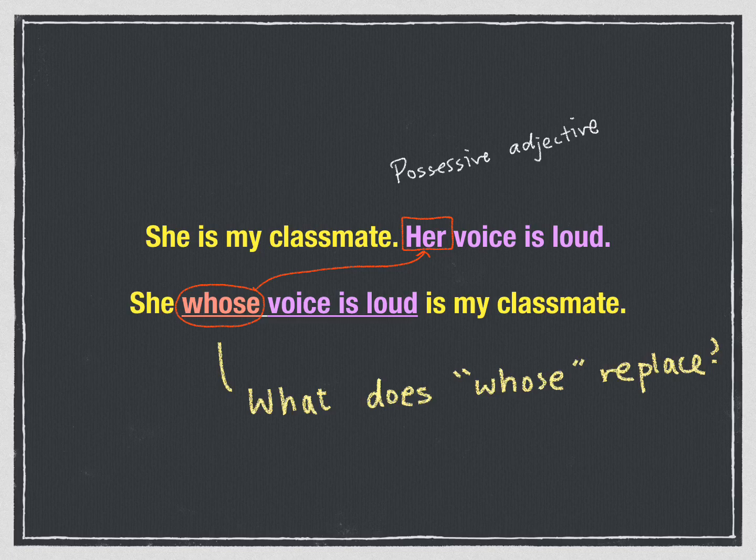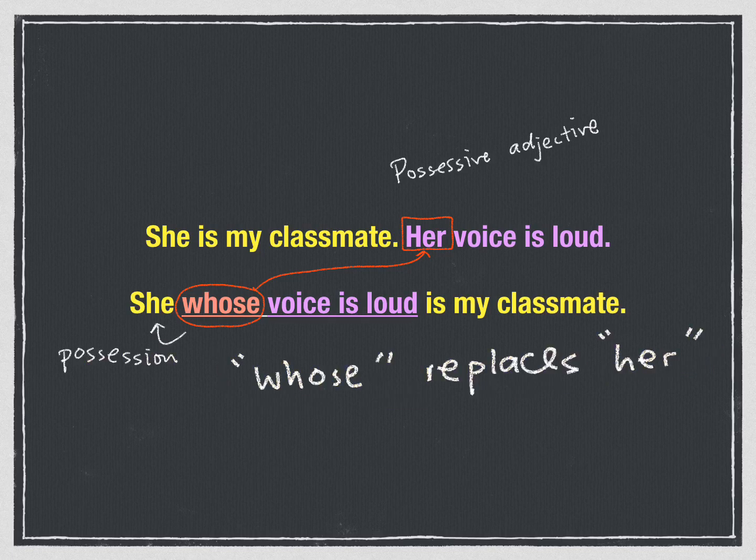So take a look at these two sentences. She is my classmate. Her voice is loud. And when we combine these two sentences into one, it becomes: She, whose voice is loud, is my classmate. So what does whose, the relative pronoun, replace in the original sentence? If you match the words one by one, you will find out that whose actually replaces her in the sentence, her voice is loud.